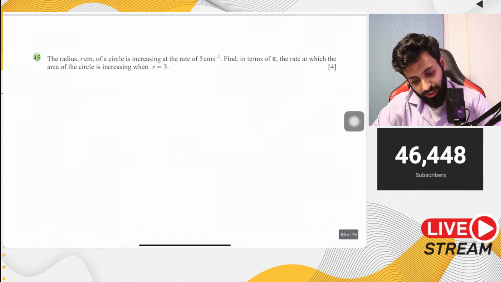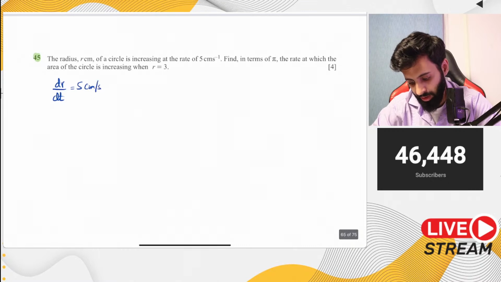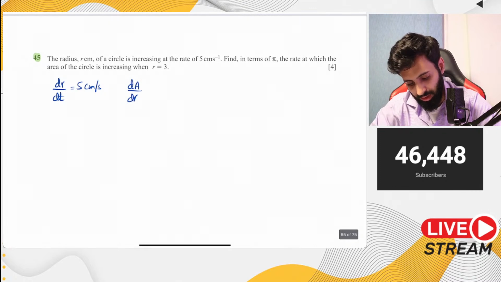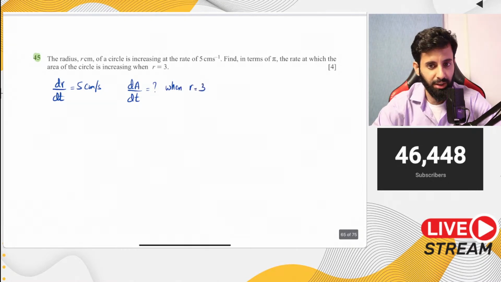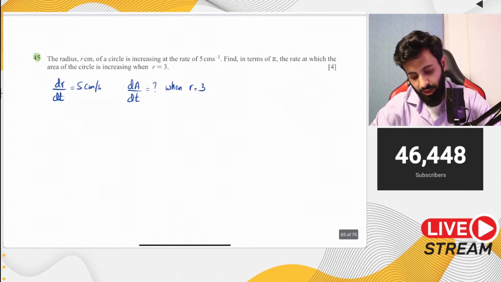So the radius r centimeter of a circle is increasing at a rate of 5 centimeter per second. Okay, so that means dr upon dt is equals to 5 centimeter per second. Find in terms of pi the rate at which the area of the circle is increasing. So that means we need to find dA upon dt. And when do we want this? We want this when r is equals to 3. So this is just me writing down the information. Now let's set up a chain rule which will then give us dA upon dt.